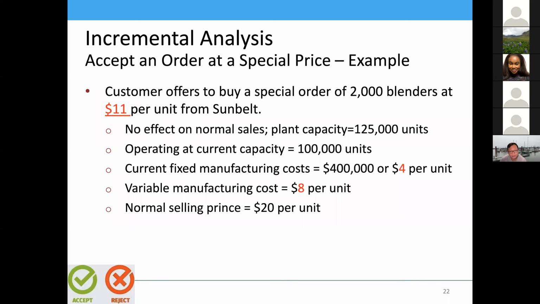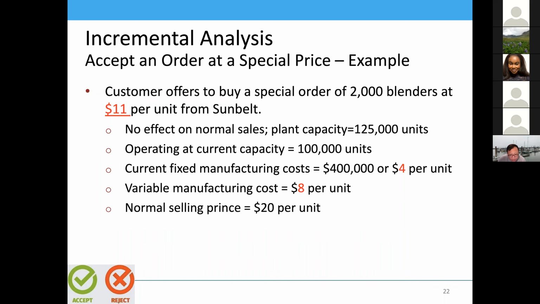And the reason that I say it is not available is because the current fixed cost is $4. Yeah. It is more than the cost would be. Okay, so very good.